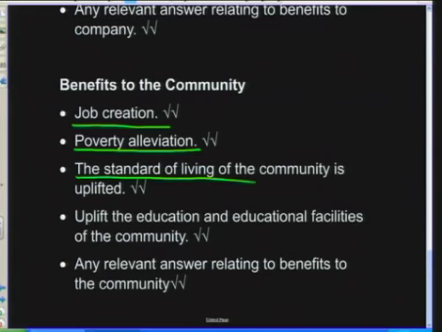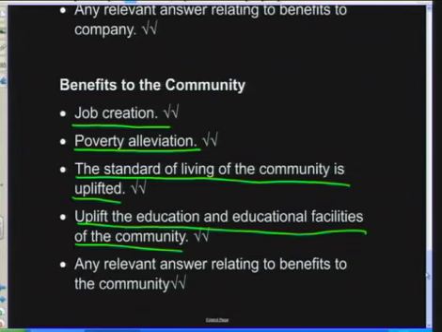The standard of living of the community is uplifted, right? Uplift the education and educational facilities of the community. Right, so can you see it's a nice trend? If we have job creation, we're going to create jobs for people. If people are going to have more jobs, then they're going to get out of their poverty gap.